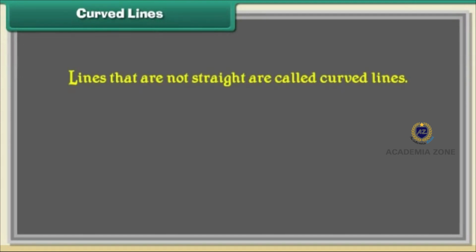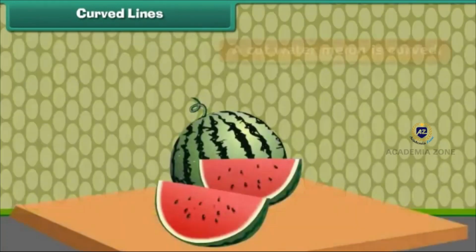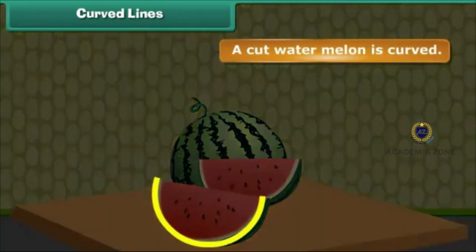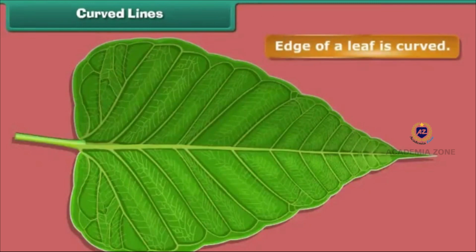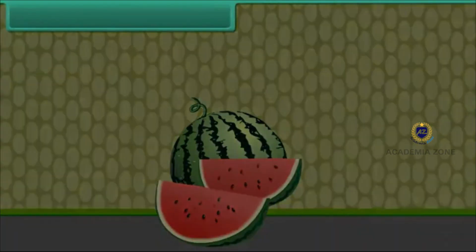Curved lines. Lines that are not straight are called curved lines. A cut watermelon is curved. The edge of a leaf is curved.